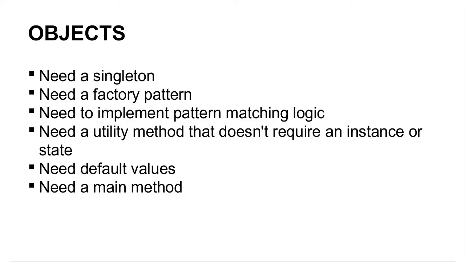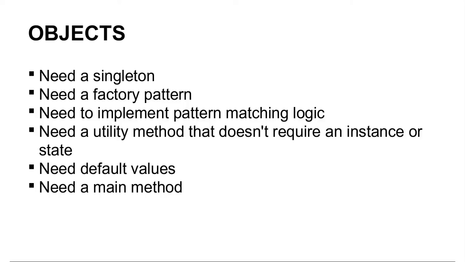If you need to implement pattern matching logic, if you need a utility method, one that does not require an instance or a state, then you'll use an object. If you need to set up some kind of default values, then you'll need an object. And if you need a main method, you'll need an object. So let's go on that particular thread, and let's talk about the main method. Nearly every static type language has the notion of a main method. C has one, C++ has one, Haskell has one, Java has one, and of course, Scala will have one too.